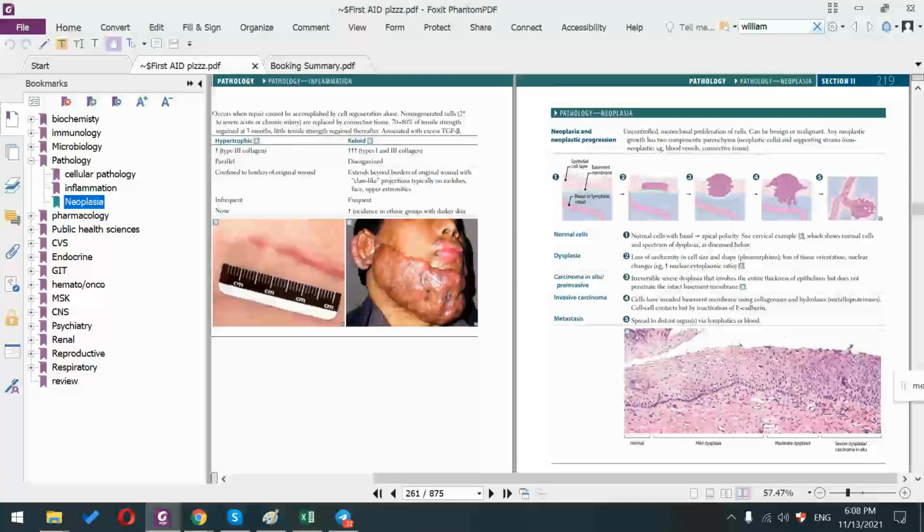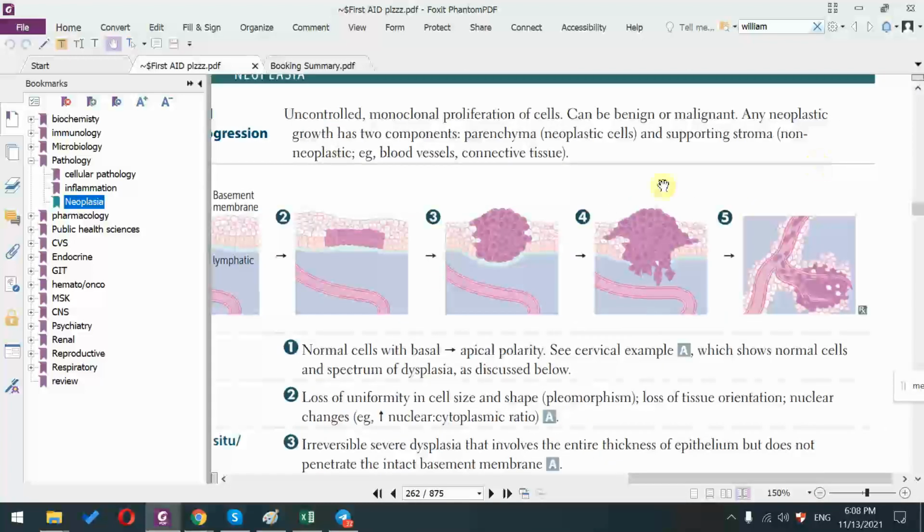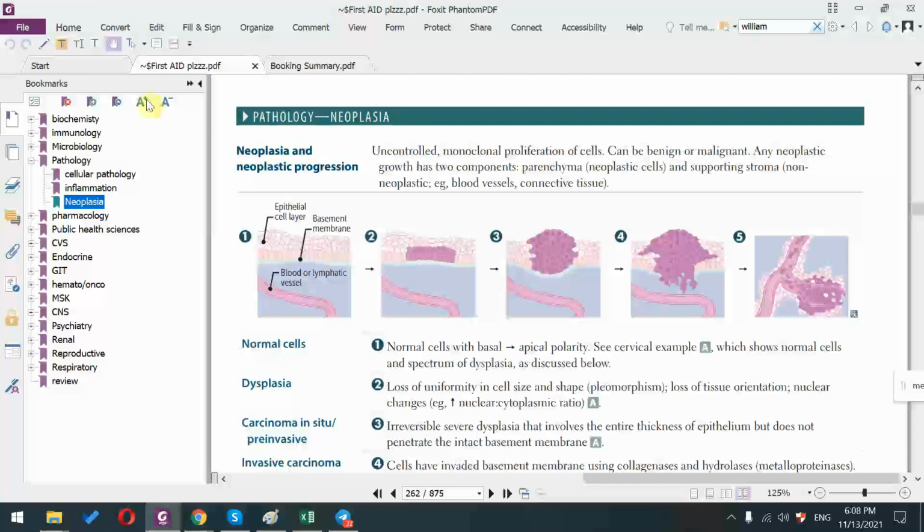Okay, speaking about neoplasia. Neoplasia is the following. It's an uncontrolled monoclonal proliferation of the cells. So here we have some vocabulary to get comfortable with. What is monoclonal? What does it mean? Monoclonal means the following.